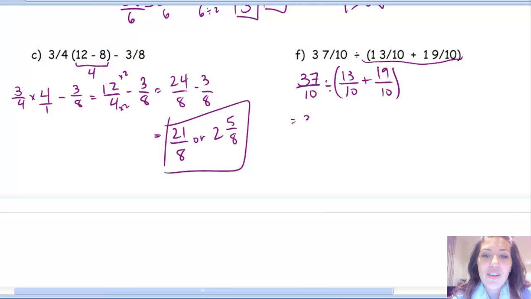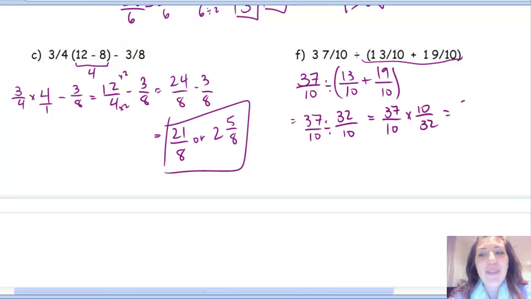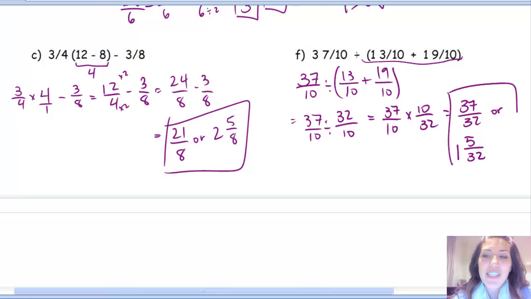So 37/10 divided by 19 plus 13 is 32/10. We can flip and multiply by the reciprocal. 37/10 times 10/32, and we end up with 37/32, or you can say this is a mixed fraction. 32 goes into 37 one time with 5 left over, the same denominator.